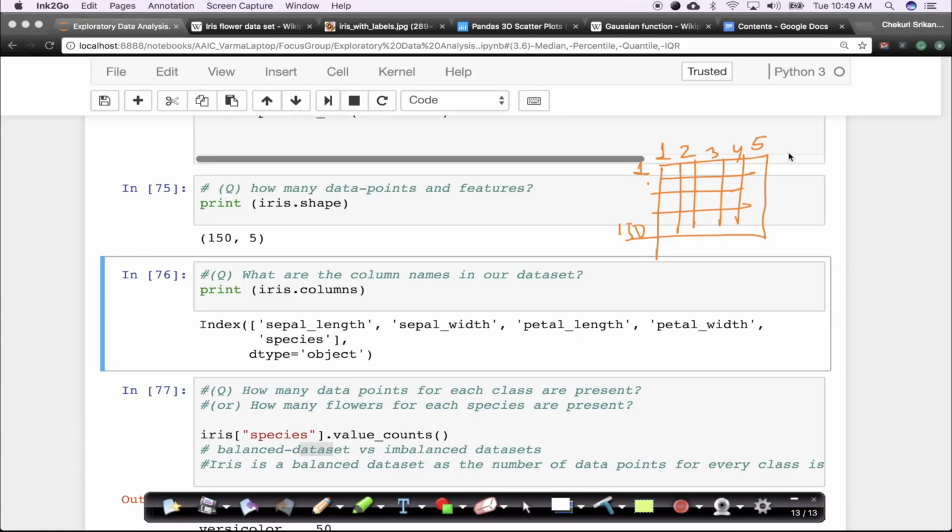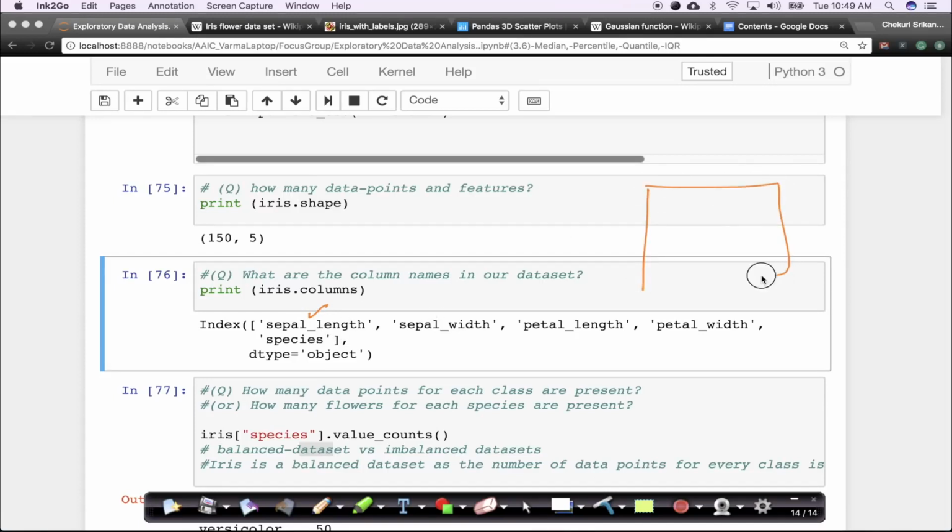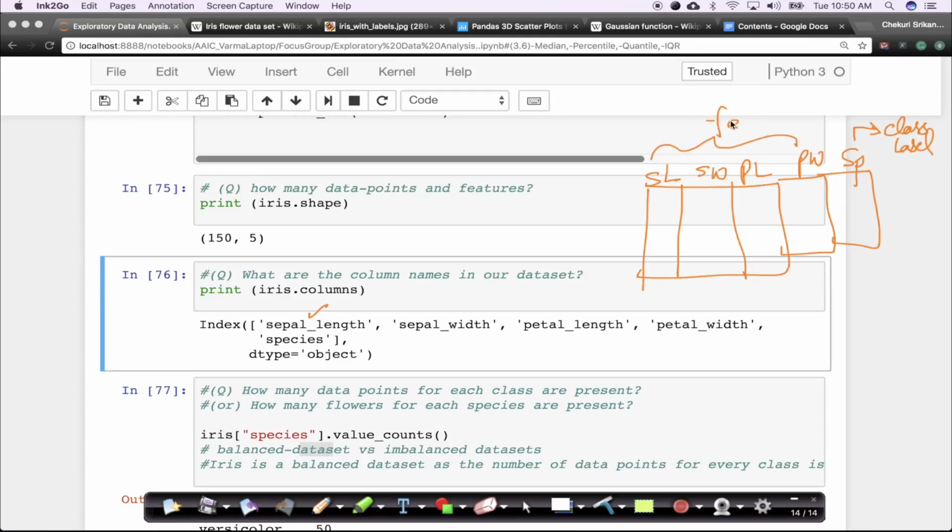My next immediate question is, what are the 5 columns, right? So you could just say print iris.columns, and what you would get is that the first column is sepal length. So in your table, your first column is sepal length, your second column is sepal width, your third column is petal length, your fourth column is petal width, and your fifth column is species. Remember, species is what we have to predict. This is the output label, or the response label, or the class label that I have to predict. And these 4 are my features or variables, right? So this is how my table is, right? And I have 150 rows.